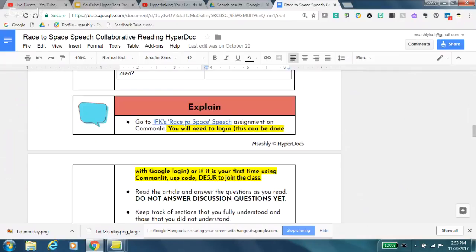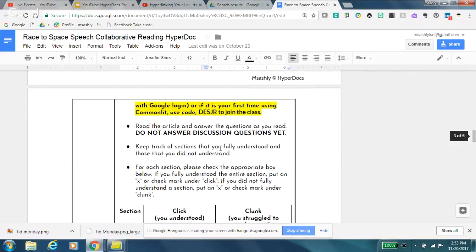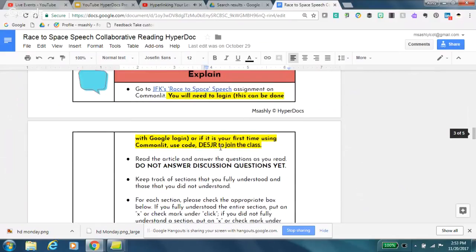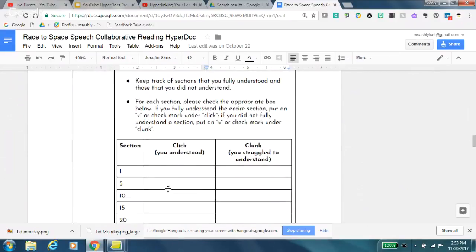And then we went to JFK's Race to Space speech, which I believe was on CommonLit also. The nice thing about the CommonLit website is that they have the sections numbered so that you can go in and identify them.